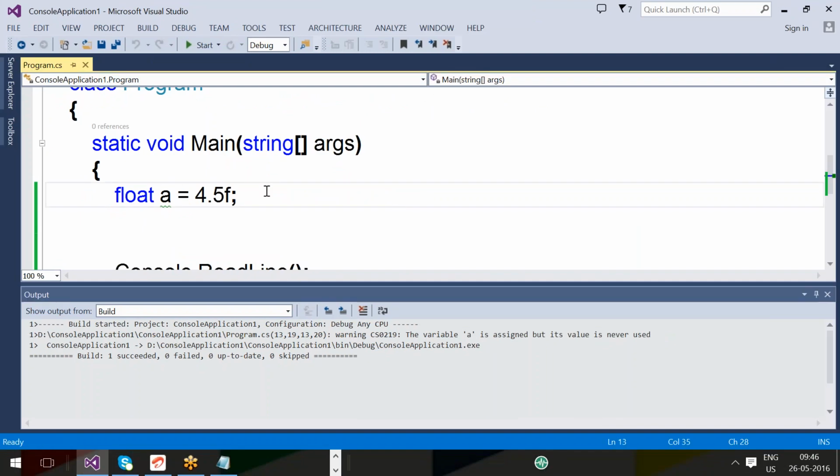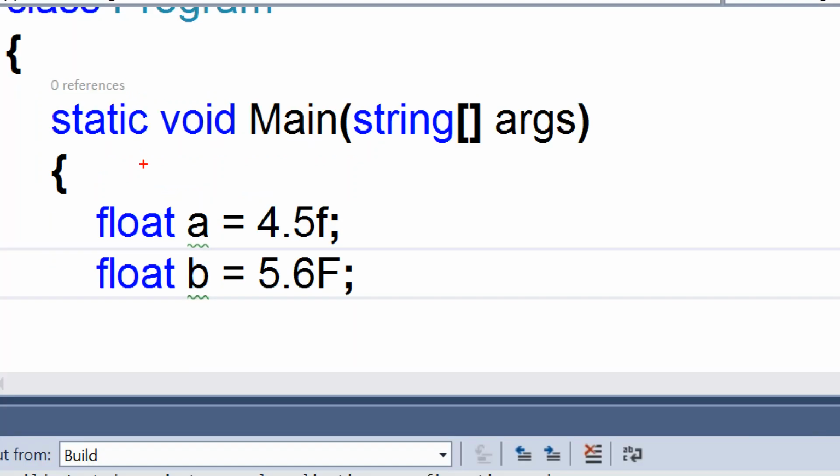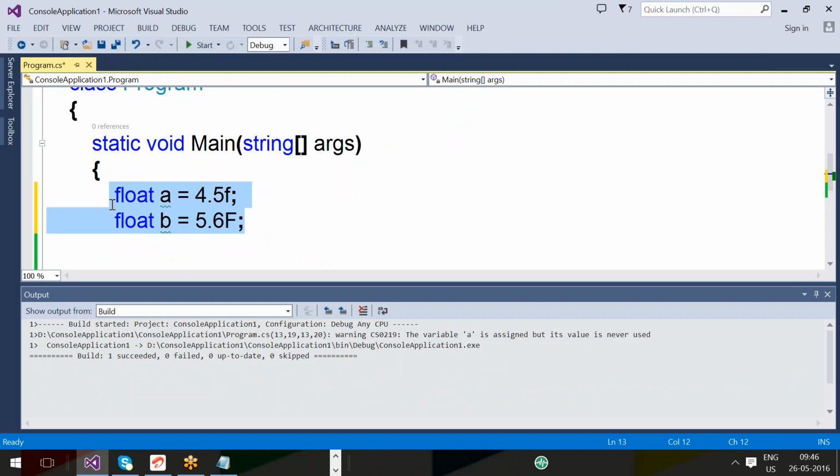Or else you can do like this. float b = 5.6F; either capital F or small f. Then you don't have any issue. This is the story. By default, in C# .NET floating data type is double. The double value whenever you are assigning into float variable, you should postfix with small f or capital F.